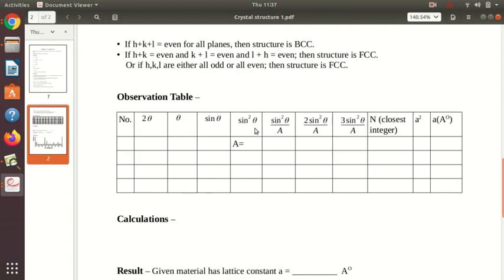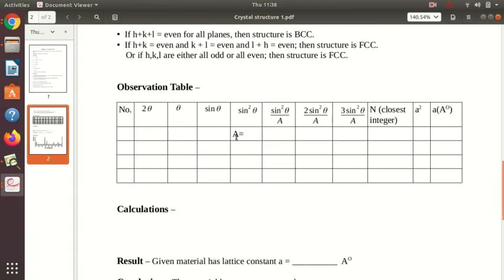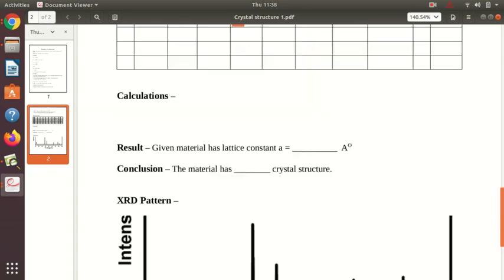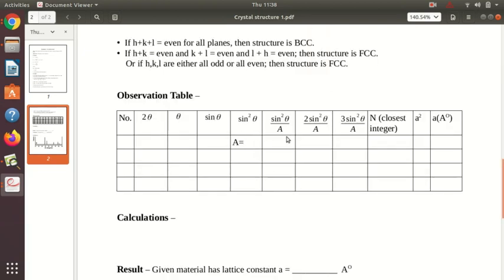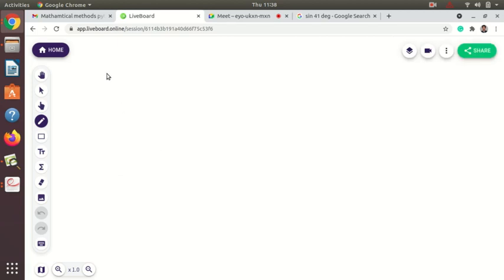Then you have to square this. The minimum value of sin square theta is known as A. It is not known, but we have defined that as the minimum sin square theta. So only one value is representing A, which is the minimum value. The minimum value will correspond to this angle, right? So we have to find the ratios. I will do it roughly. Here you have the observation number, then you note down the 2 theta values, then divide by 2 to get theta, then sin theta, and then sin square theta.